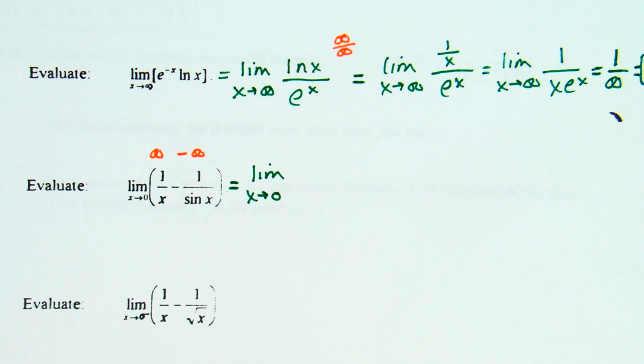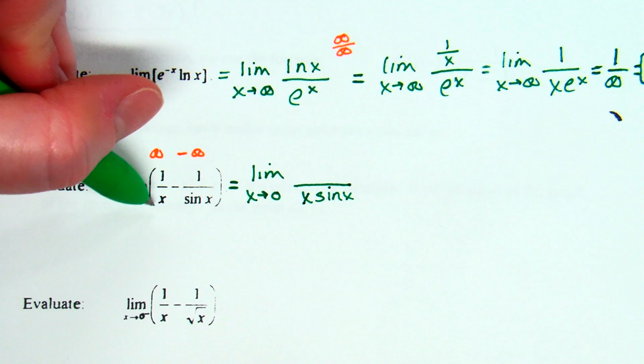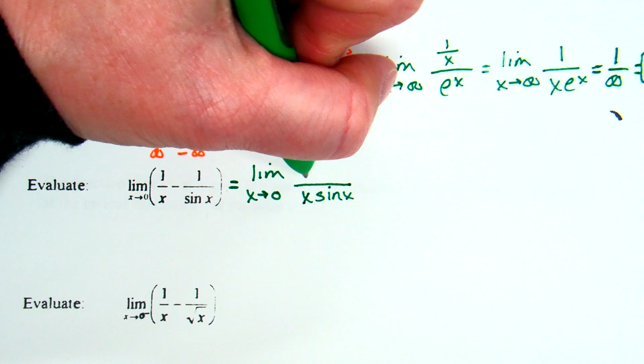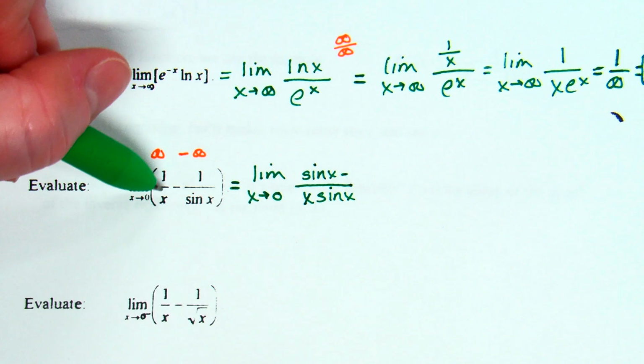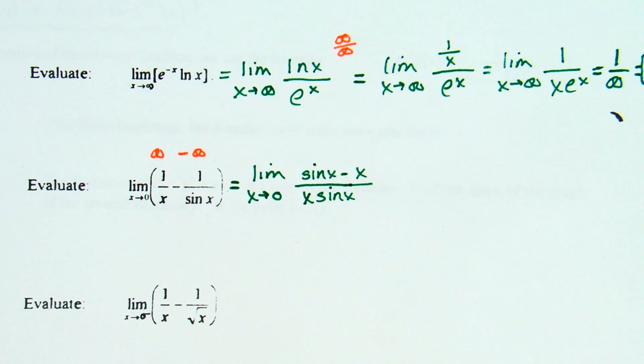So what I would go with is common denominator is x sine x, right? If my first fraction was x, we're going to have to multiply that numerator by sine x. If my second fraction has a denominator of sine x, we're going to have to multiply by x to get that common denominator. So we end up with sine x minus x over x sine x. Are we okay with that?